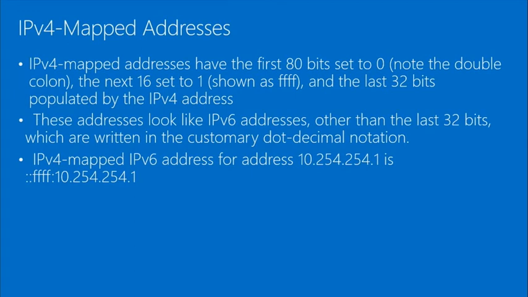IPv4 mapped addresses. So basically, this is the ability to map IPv4 to IPv6 directly. In the last bullet, notice the first 80 bits are set to 0, designated by the double colon sign. The next 16 bits are set to 1, shown as FFFF, and the last 32 bits are populated by the IPv4 address.